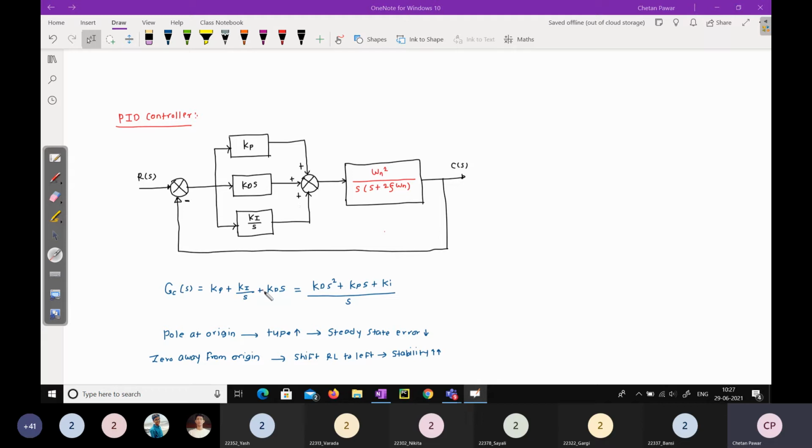There are different tuning methods which will decide the values of Kp, Kd, and Ki, so that our system will have better performance. So that's why there are certain tuning methods.